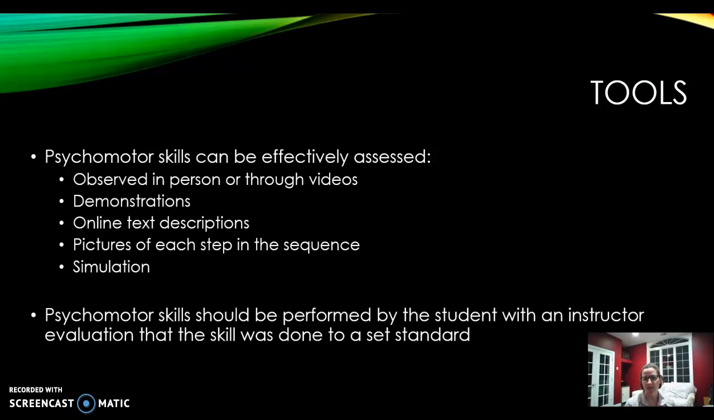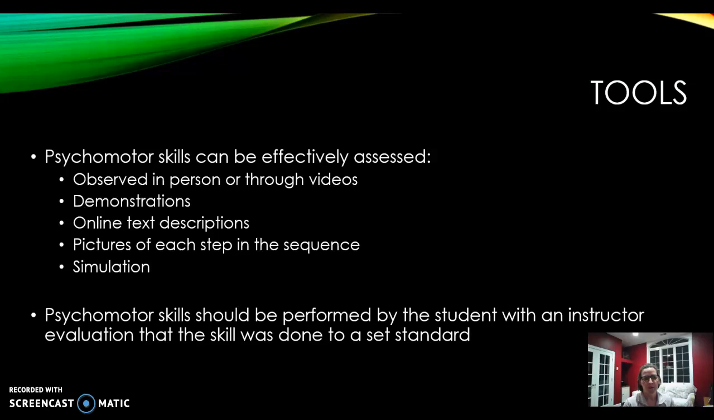Psychomotor skills can be effectively assessed by observation, both in person and through video, and by demonstrations by the students. We can also have students write out a description of the steps involved within a psychomotor skill, from the first step at the beginning to the end and completion of the skill. Also, we can have students align pictures of each step in the sequence of performing a psychomotor skill or technique. Finally, simulation. Simulation is where we can use high and low fidelity mannequins or standardized patients. Even now, the use of virtual reality gives us a realistic scenario for students to be assessed on these particular skills or techniques.